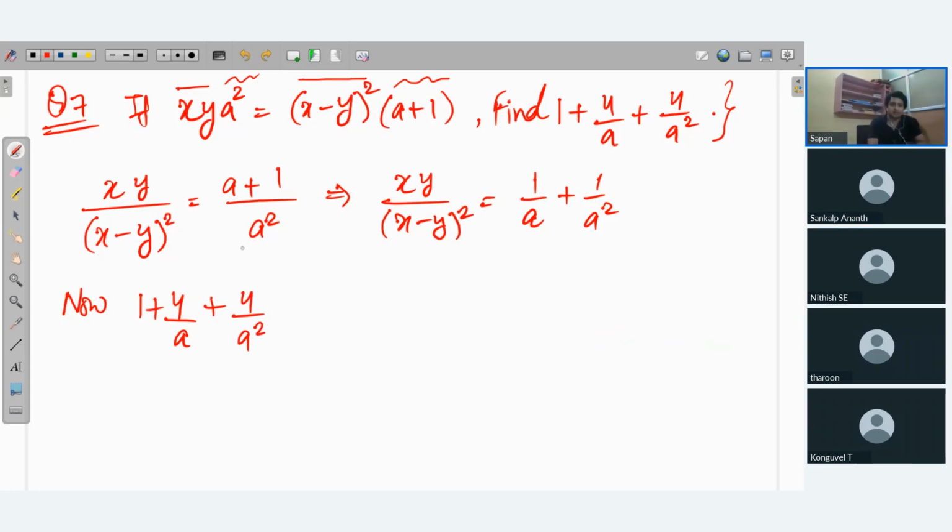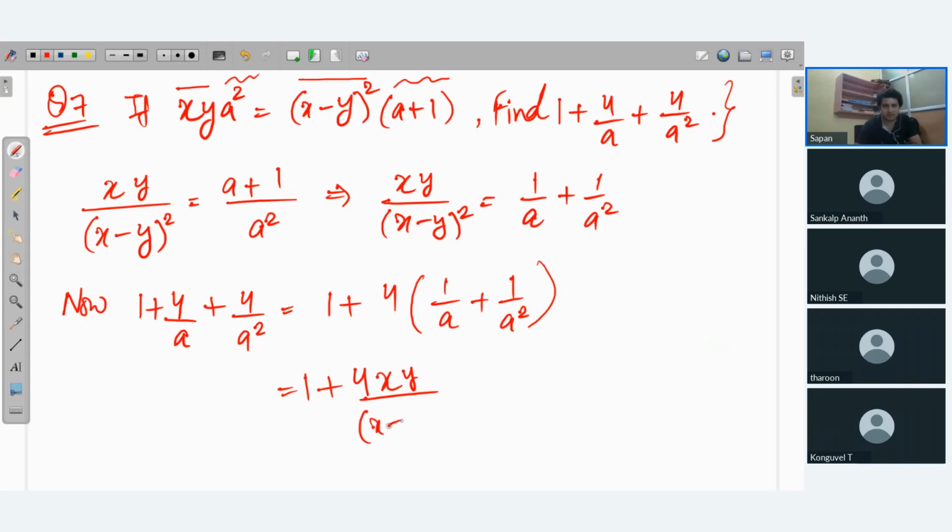The expression which we want to find can also be written as 1 plus 4 times of 1 upon a plus 1 upon a square. We know the value of 1 by a plus 1 by a square. This is x plus y by x minus y, so 1 plus 4 times whole of xy divided by (x minus y) whole square. Now take the LCM again.